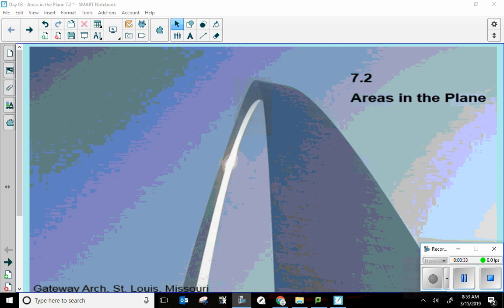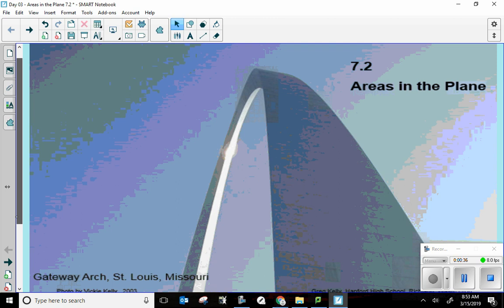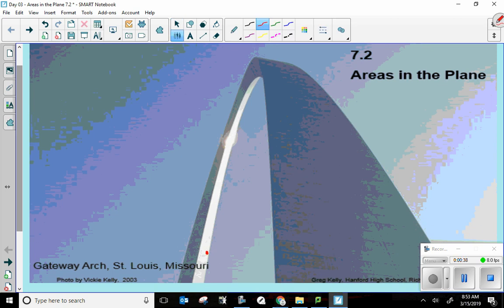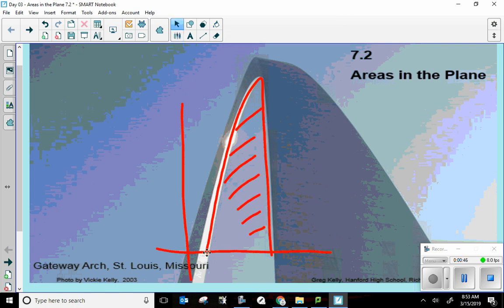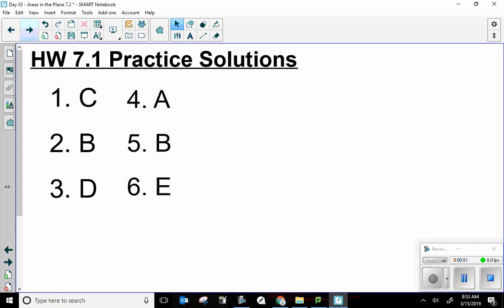The Gateway Arch in St. Louis, Missouri, an appropriate photo for what we're about to do because, wow, look at that area on the plane. Bang, bang, be nice to get all this area, wouldn't it? That's what an integration does for us, children. Let's begin. Oh, homework answers. You're welcome.